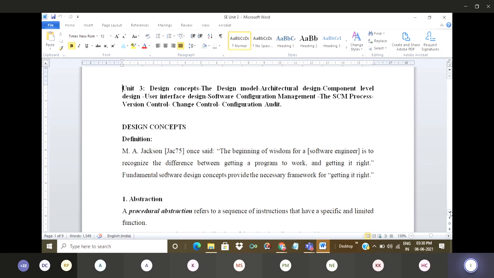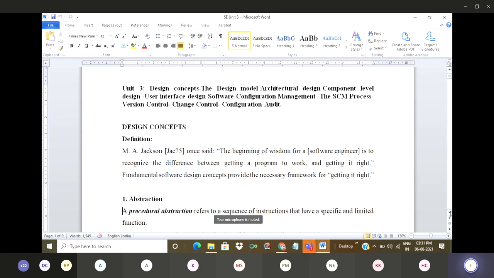I'll repeat the definition once again. M.A. Jackson says about design concepts: the beginning of wisdom for a software engineer is to recognize the difference between getting a program to work and getting it right. Fundamental software design concepts provide the necessary framework for getting it right. Okay, this is the exact definition of design concepts.